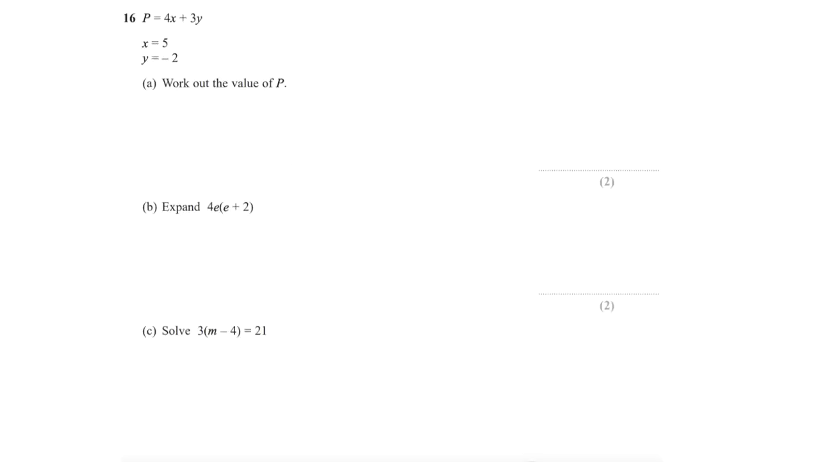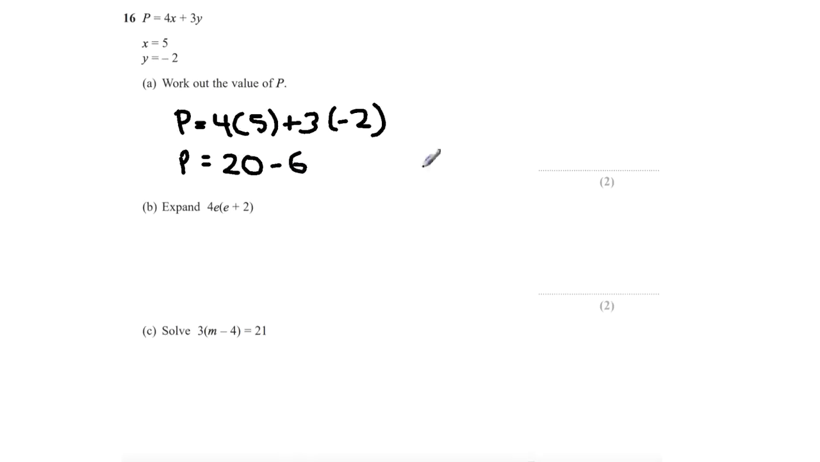Question 16. P equals 4x plus 3y. X equals 5. Y equals negative 2. Work out the value of P. Okay, so we're just going to substitute in the value of x and the value of y into this equation. So P equals 4(5) plus 3(-2). P equals 4 times 5, which is 20, plus 3 times negative 2, which equals minus 6. Therefore, the answer to P is equal to 14. 14 is your answer.